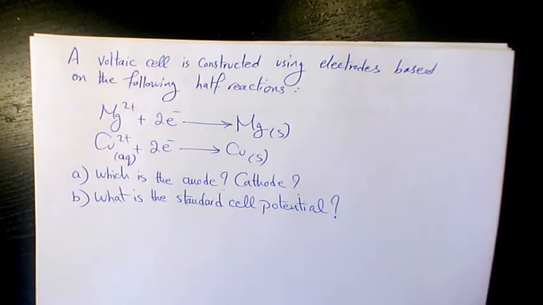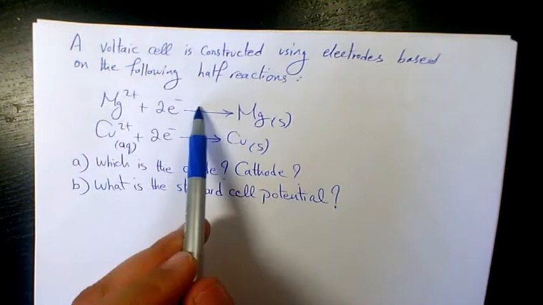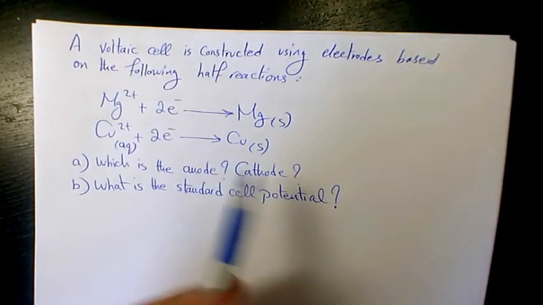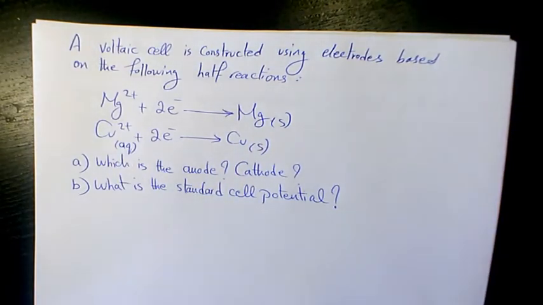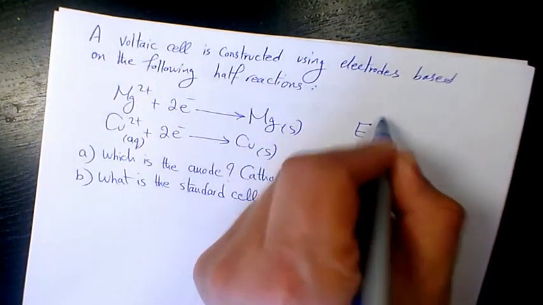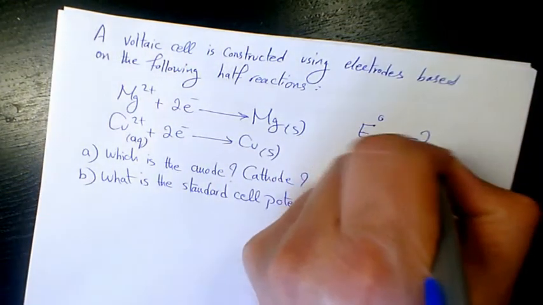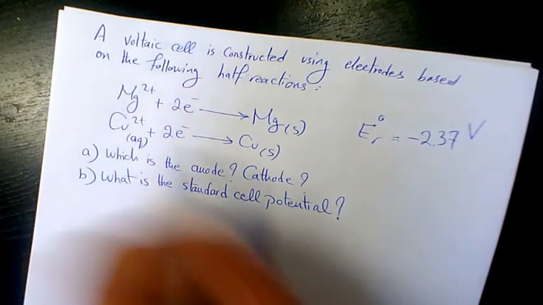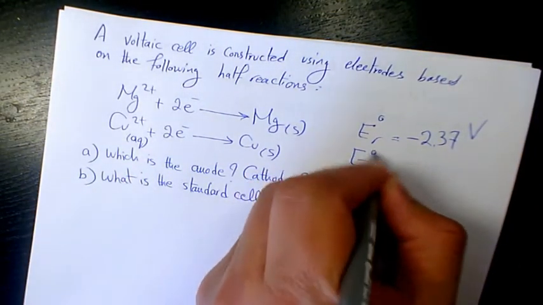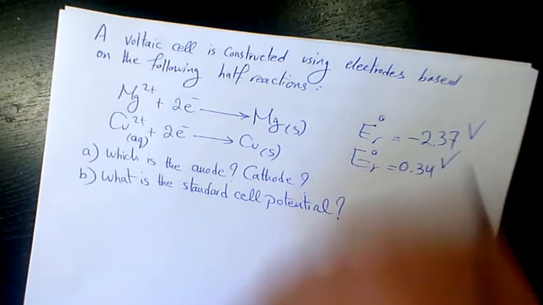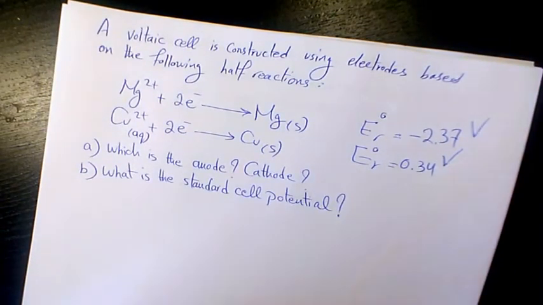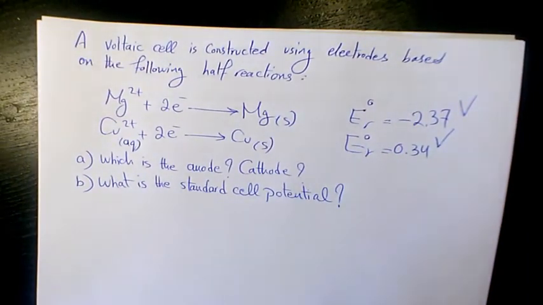standard cell potential. What we need to do, we need to first of all find out the standard reduction potential for these two half reactions. How do we find it? We need to go and find out the table called standard reduction potential. If you do that, you can find out standard reduction potential for this reaction, which is going to be negative 2.37 volts, and for the second reaction is going to be 0.34 volts.